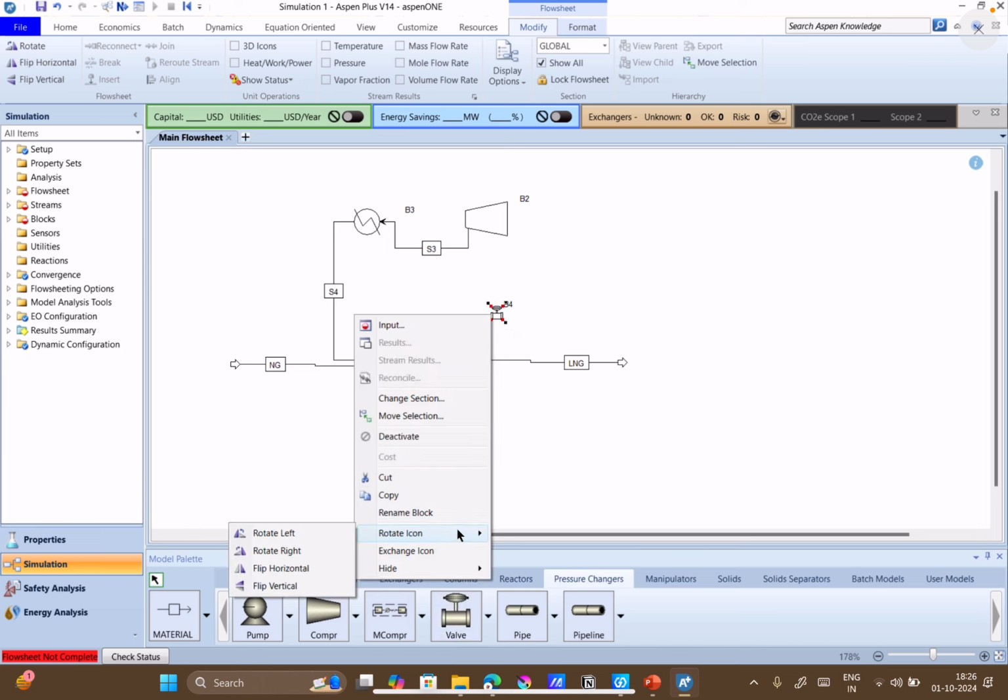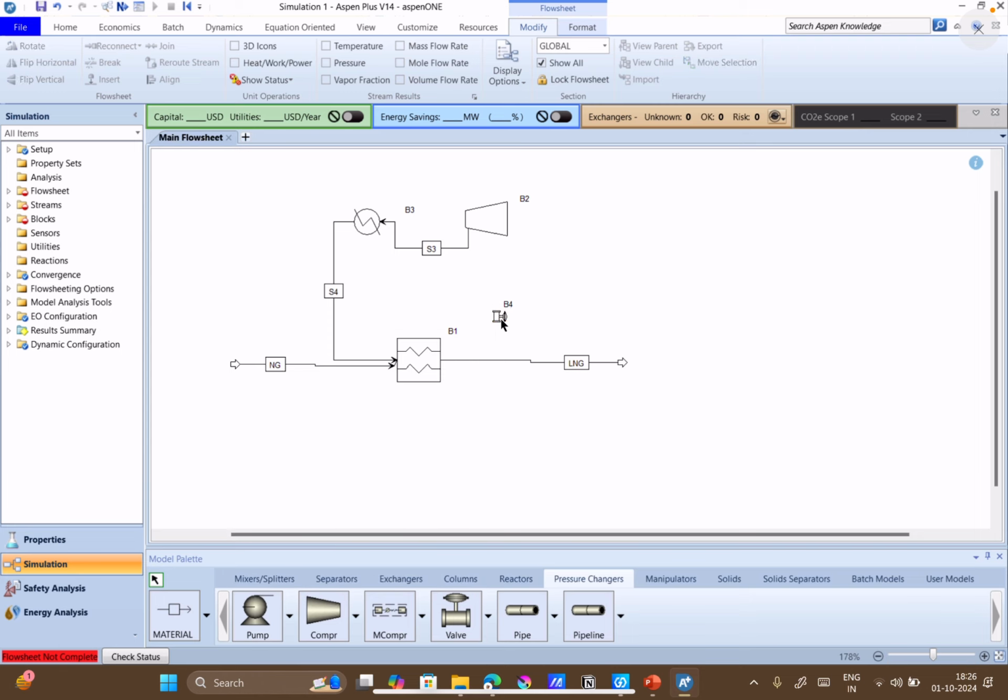First I'm creating this flow diagram, and then I will explain what is happening and how it is happening. Hot product outlet, this should be rotated further.